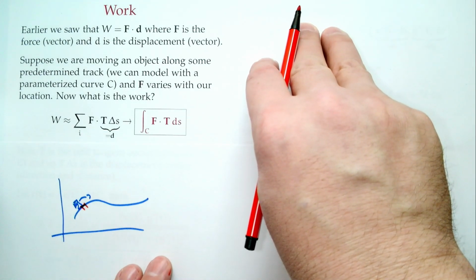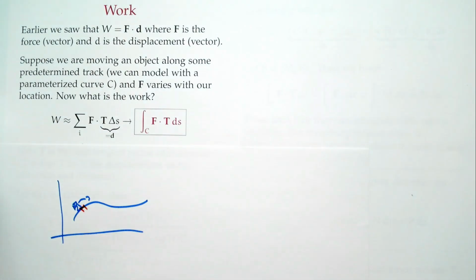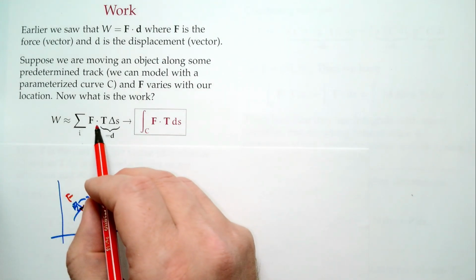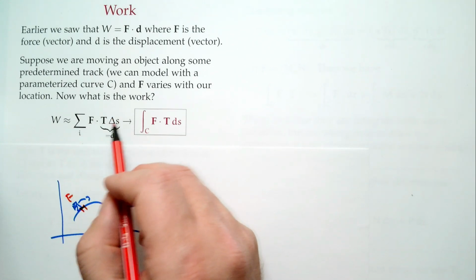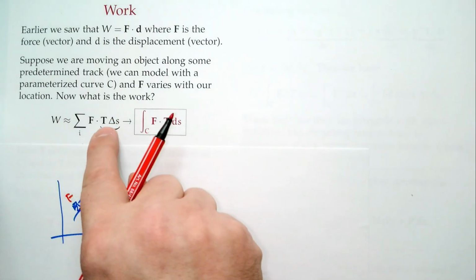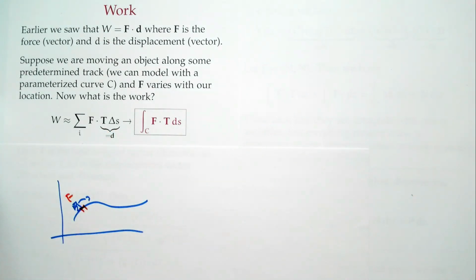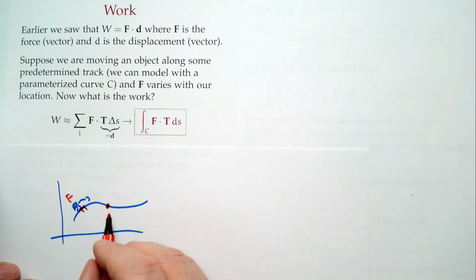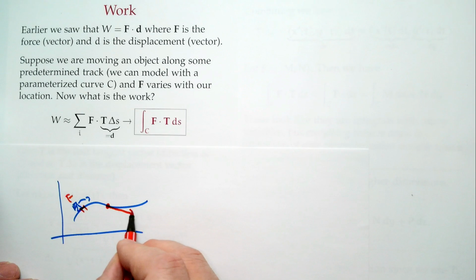So I get the following. Work is the sum of the following. At each point I take the force at that point, and I'm going to dot it with T delta S. Well, what's happening? Remember what T is. T is your tangential vector. So if I'm at this point right here, your T is the unit vector which is tangent to the curve.